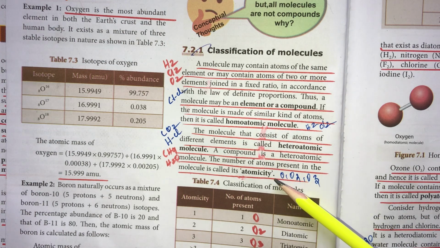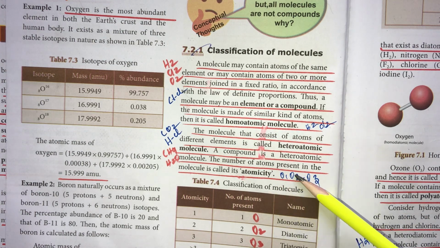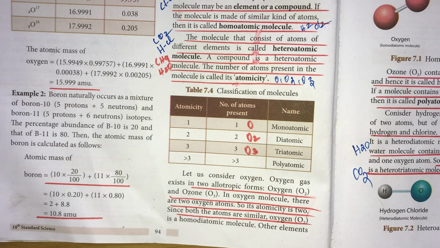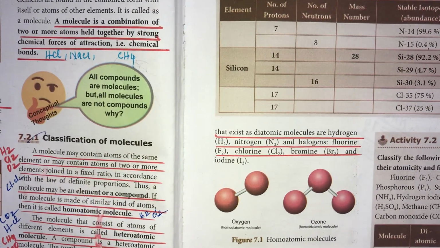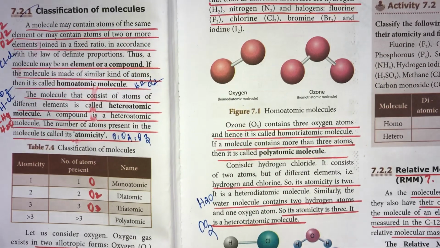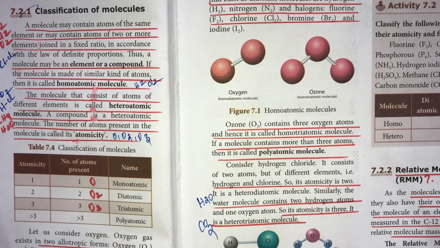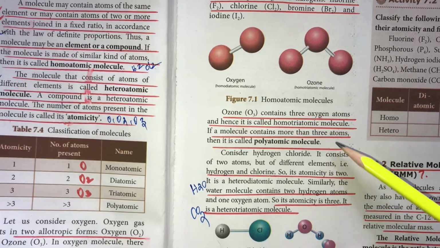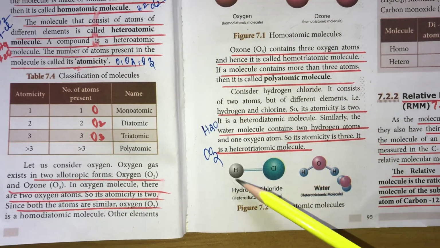Then next, the term called atomicity. What is atomicity? The number of atoms in a molecule is called atomicity. Oxygen monatomic, O2 diatomic, O3 triatomic. So the number of atoms in a stable molecule is called atomicity. So a molecule may be monatomic, diatomic or triatomic, and if it is more than 3, that is called a polyatomic molecule. Oxygen is diatomic, ozone is triatomic, more than 3 is called polyatomic.